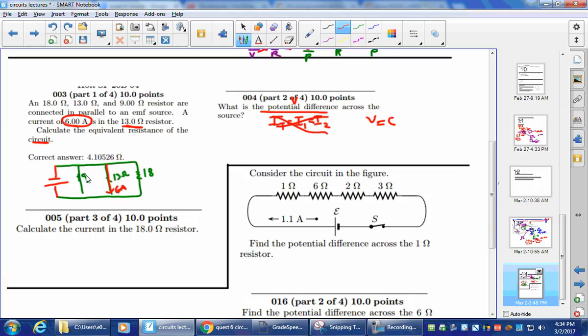So let's look here. Is there anywhere that I can find the voltage across any one of these branches? Here I've got 18 ohms. What else? Nothing, right? So I don't have enough to use Ohm's law. What about here? I've got 9 ohms. Do I have current or voltage? No. But if you look at this one, you're given the resistance and the current. So guess what you can solve for?